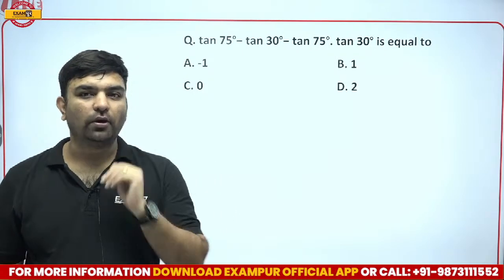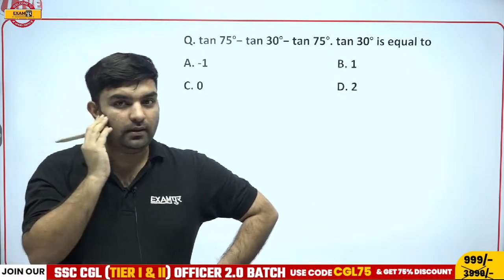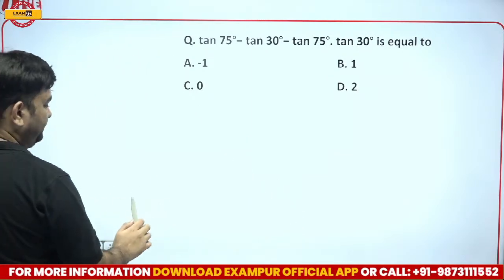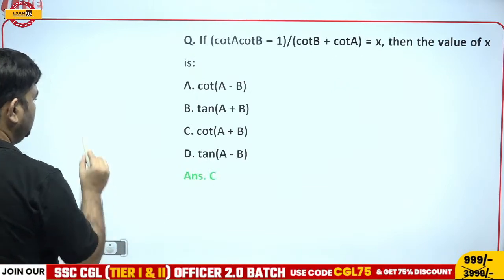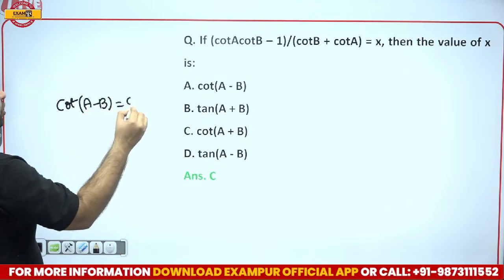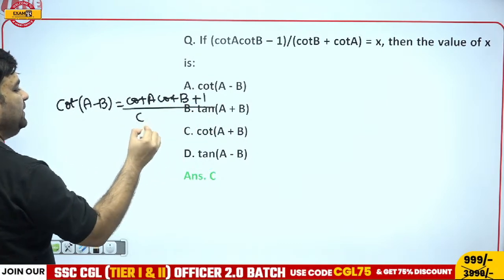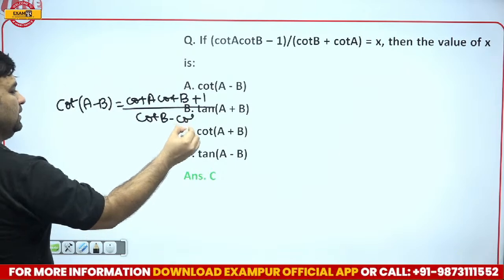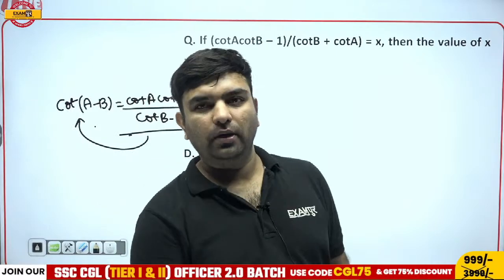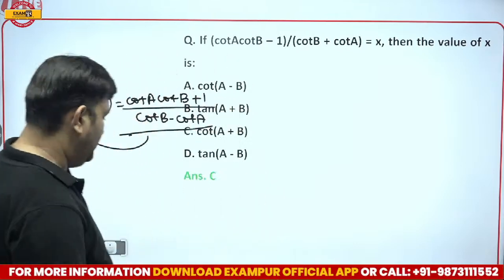Okay, cot B minus cot A in case of negative. It's true. In case of cot of A minus B, it is cot A cot B plus 1 upon cot B minus cot A. Okay. Update it, guys. Perfect. Next.